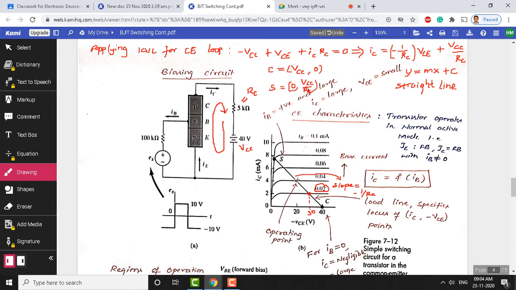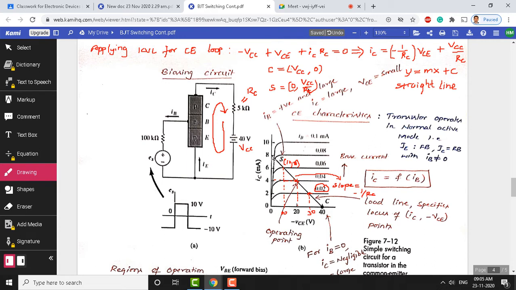Likewise, you can also obtain the coordinate for this point. What is the value here if you extend downwards exactly, and here exactly? So this is 20 volts comma 4 milliampere. And look at here now, if you extend this vertically downward, this is approximately, let us say, 10 volts. So the coordinate here is now 10 comma 6 milliampere.